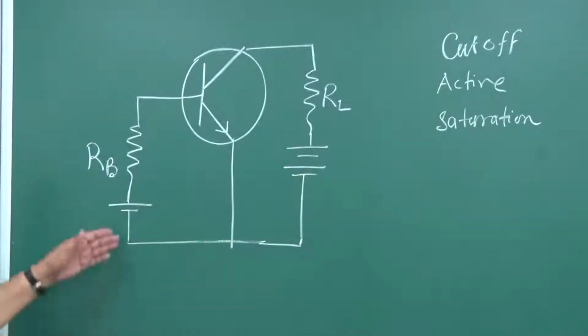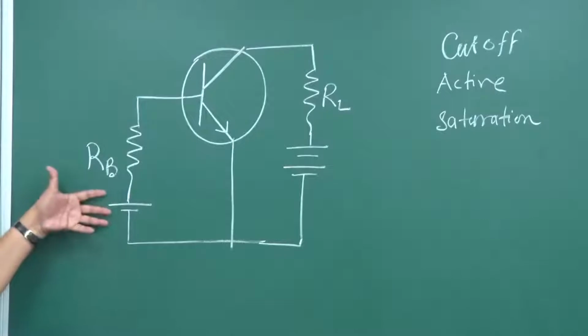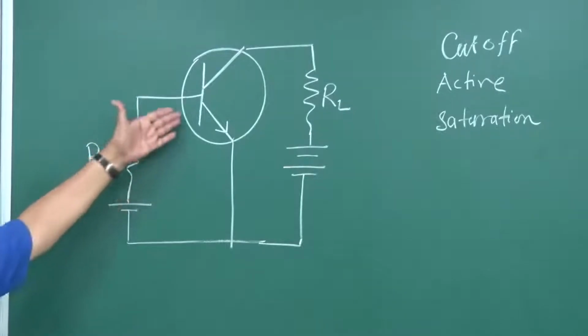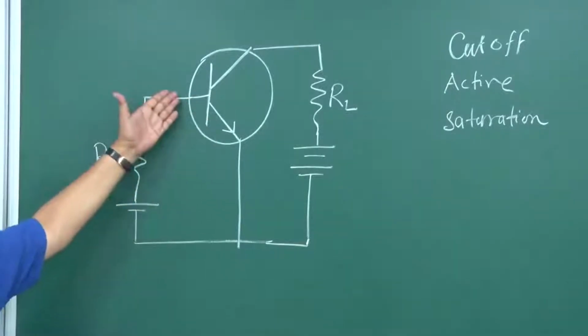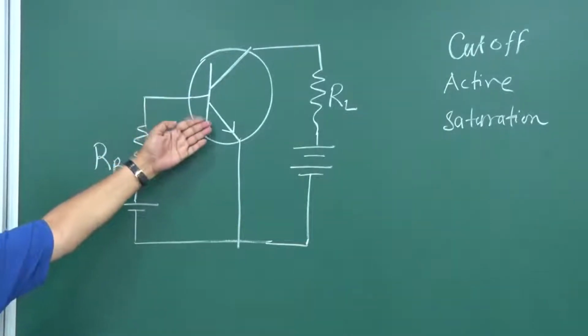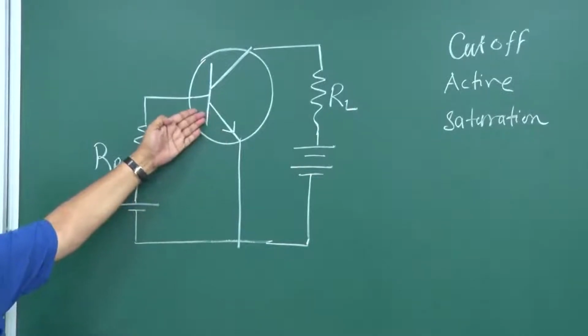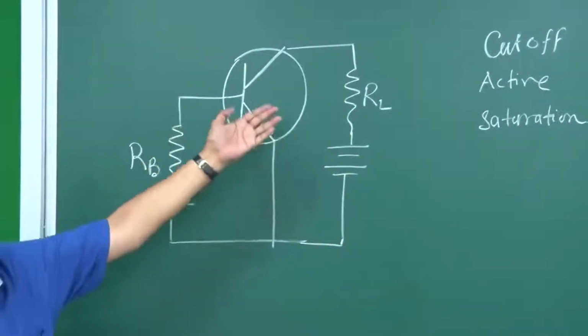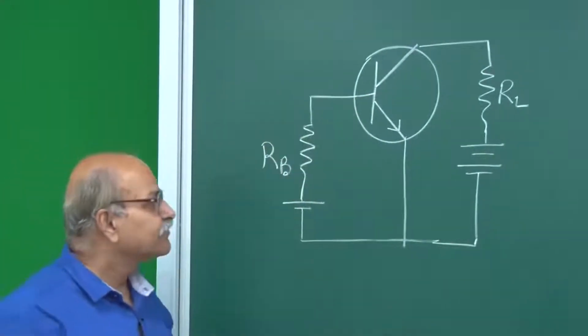And cutoff means this biasing voltage here in the base circuit is very small, or there is no biasing, so that this base emitter junction is not forward biased or not sufficiently forward biased. In that case, there is no injection of charge carriers from the emitter to the base, and therefore no current anywhere, and that is cutoff. It looks trivial, but yes, it is important.